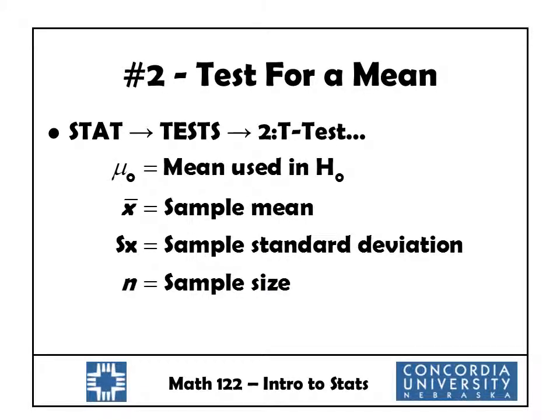The second test is a test about a single population mean. There the command is option 2, simply called the t-test. It asks for mu0, the mean in the null hypothesis. X bar and Sx are the sample mean and the sample standard deviation, and N is the sample size.